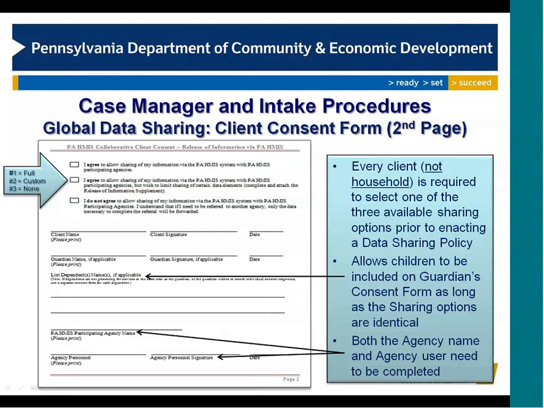As we said before, every adult client, not household, is required to select a sharing level and sign. As we see here, we've put in a list dependents area that allows children to be included on their guardian's consent form. That can only be used if whatever data sharing policy the adult has, the child must also have. The guardian is basically signing over saying this accompanying child will share my same settings as well. If they are going to have different settings, then they need a specific consent form to be signed and updated.